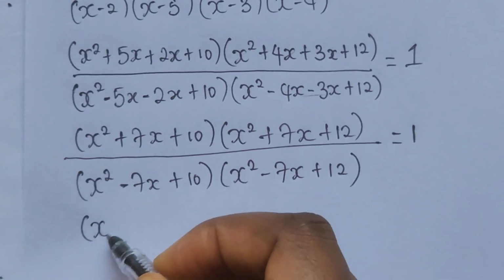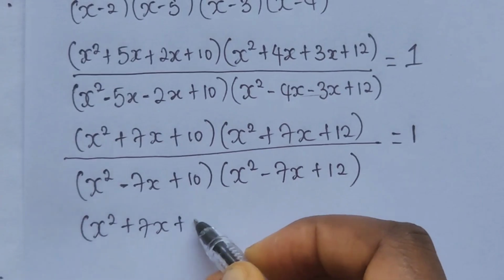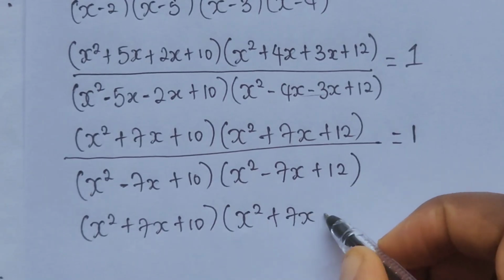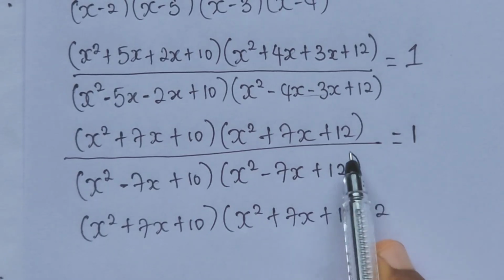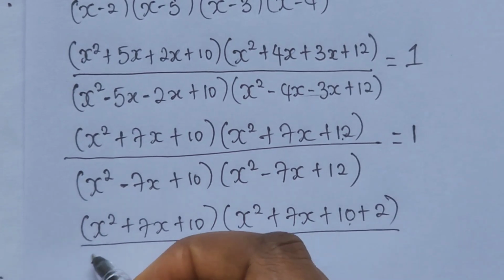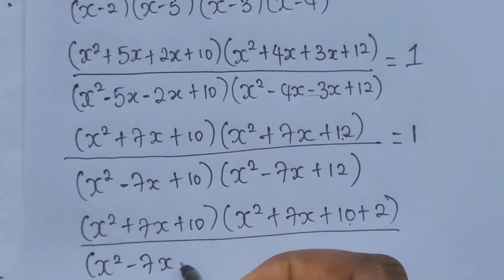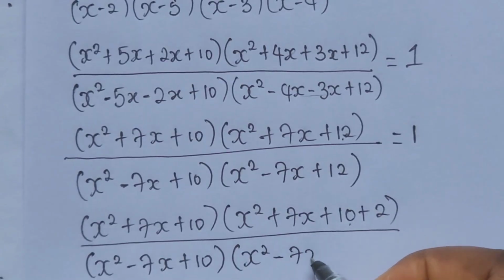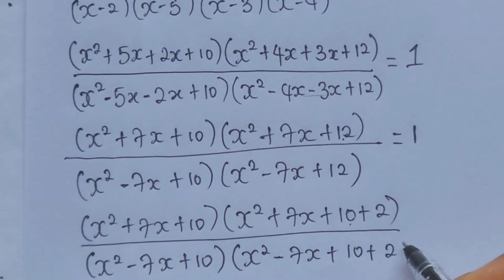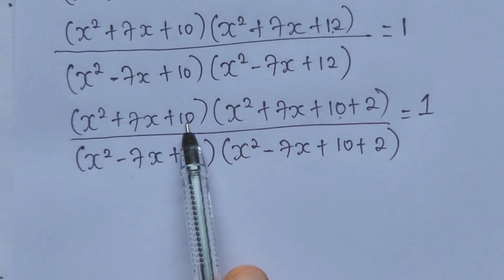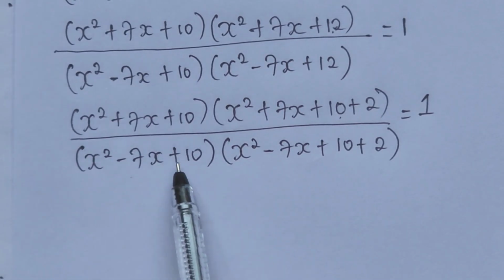So this is the same as (x squared plus 7x plus 10) times (x squared plus 7x plus 10 plus 2). So we split the 12 to be 10 plus 2, all over. We'll do the same to the denominator. We have (x squared minus 7x plus 10) and (x squared minus 7x plus 10 plus 2) to be equal to 1. So looking at each of the brackets, we have x squared plus 7x plus 10, and x squared minus 7x plus 10.